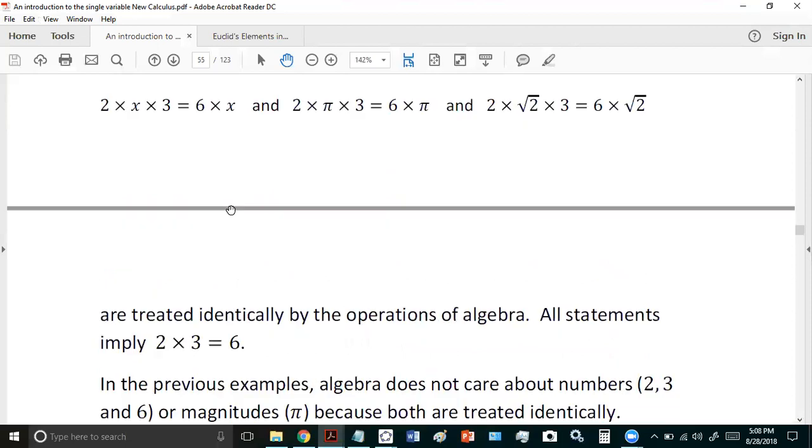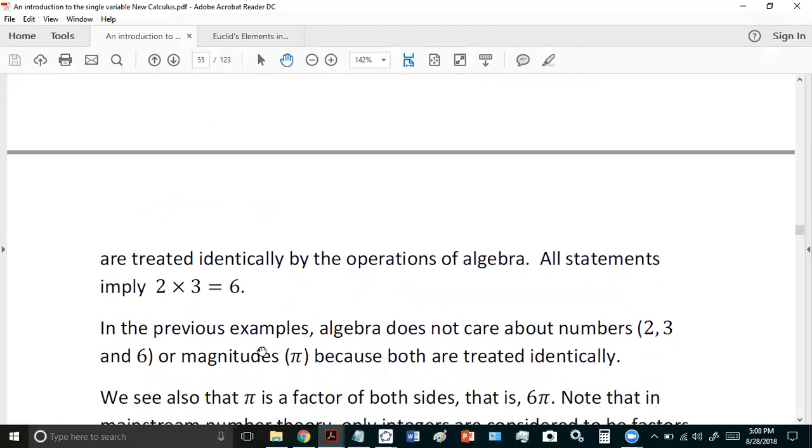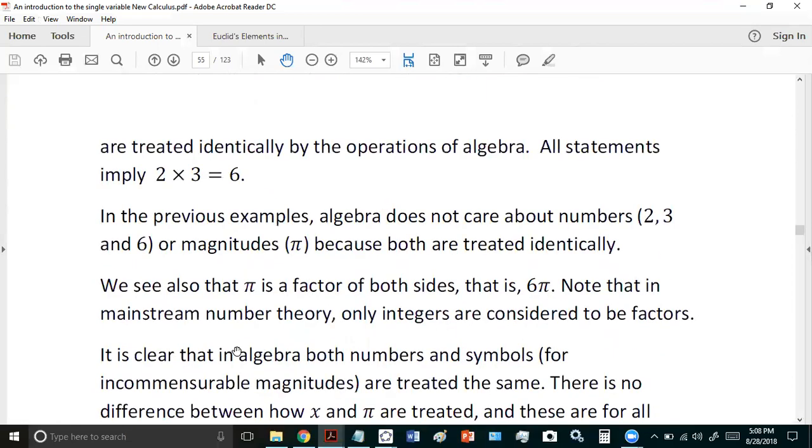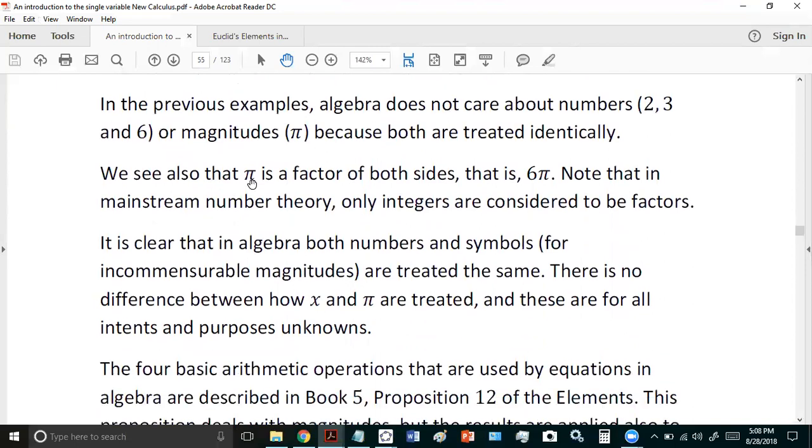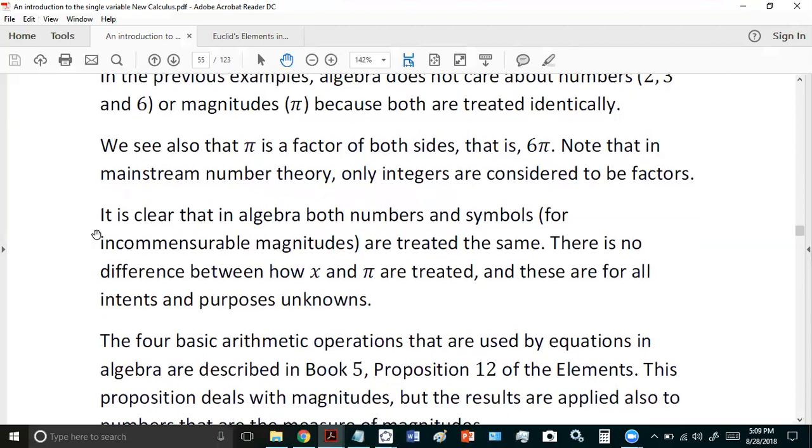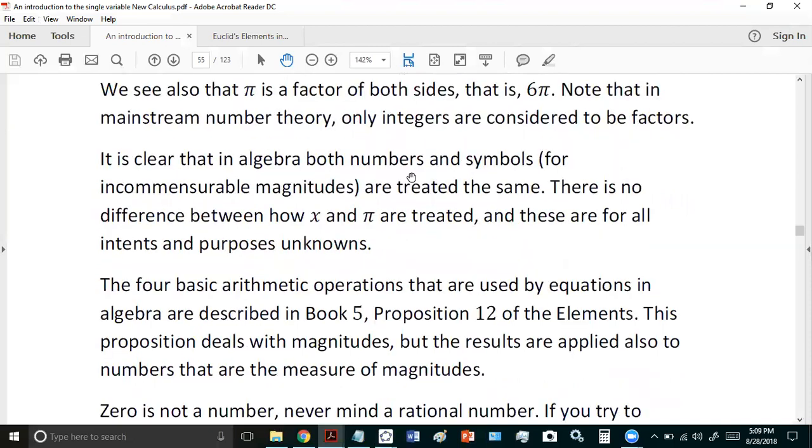So all those statements, these here, imply that the product of 2 and 3 is 6. Okay? Now, we also see that pi is a factor of both sides. And notice that pi is a magnitude. So a magnitude can be a factor in geometry. And this the Greeks knew long before they even knew about numbers. They knew about prime magnitudes, okay? In other words, they didn't even have to be measured. They knew about them. And it is clear that in algebra, both numbers and symbols are treated the same.